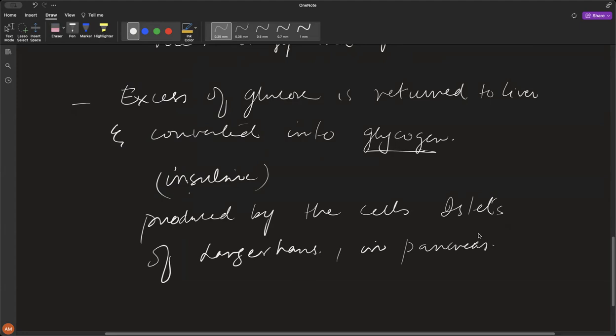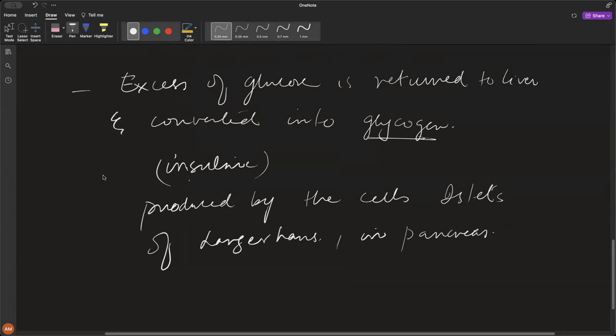This insulin is like a chemical signal, a chemical message to the liver. Insulin hormone is a chemical message that tells the liver how much glucose needs to be converted into glycogen. Understand?